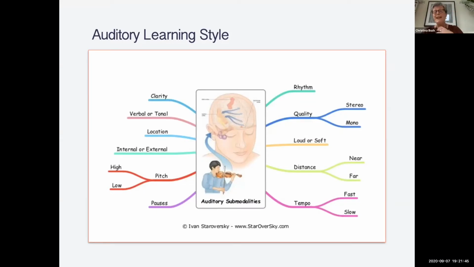And as you can hear in my language, auditory is not my preferred style because I've just used a lovely word called clarity.